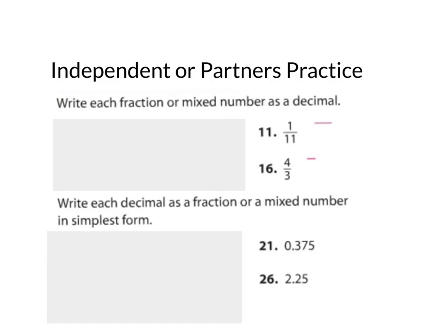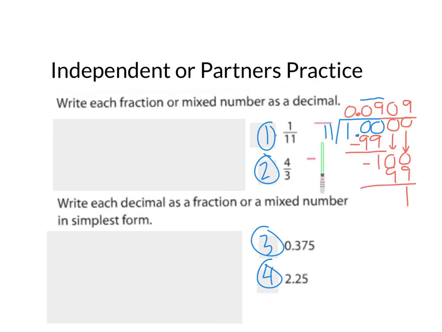Here's independent or partners practice. Here's 1, 2, 3, and 4. And make sure you look at the directions to know what you should be doing. The answers are coming in 3, 2, 1. For number 1, as you divide, you'll notice that 0, 9, 0, 9 will keep repeating. Therefore, I put a line over 0, 9. So that is my answer right there.